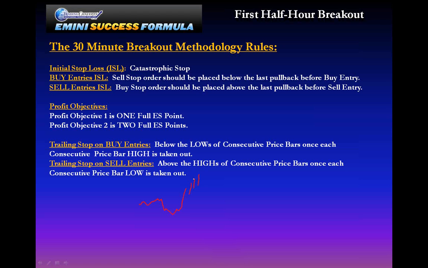Each time the market takes out the prior bar's high, I'm going to move my stop up to below the prior bar's low, up to below it. So it takes out the high, moving my stop up to below that low. If it makes another high, moving it up to below that low. Not at the low, but below the low. That would be my trailing stop on a long. Below the prior bar's low once the prior bar's high is taken out first.